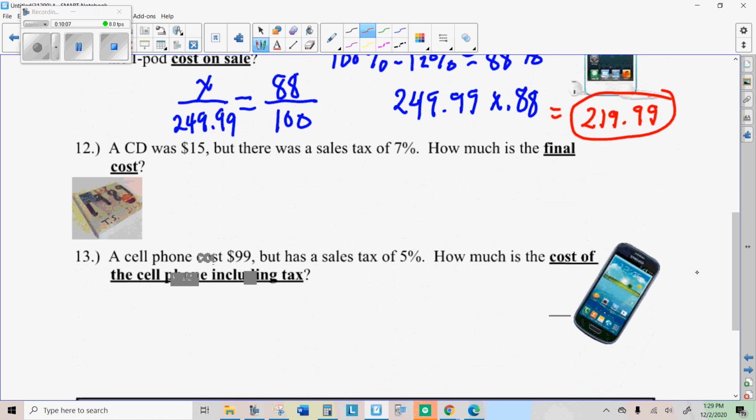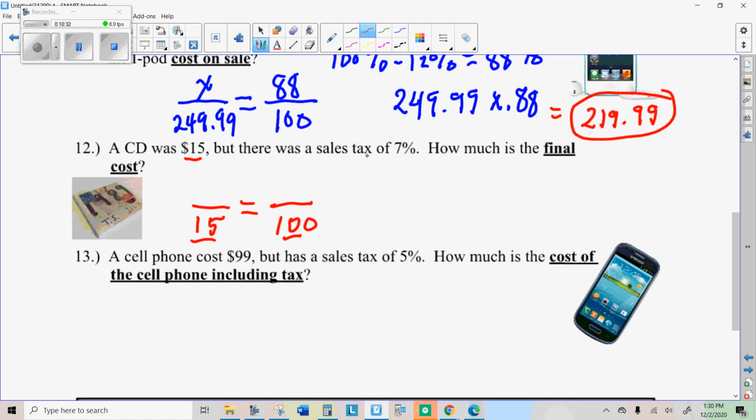On these next couple problems, we're going to add on. Okay, so again, whatever your original was, the CD is $15. Sales tax adds on. You have to actually pay more so that the government gets a little money from that sale. Always remember that your original is the 100. So always put that next to your 100 on the bottom.